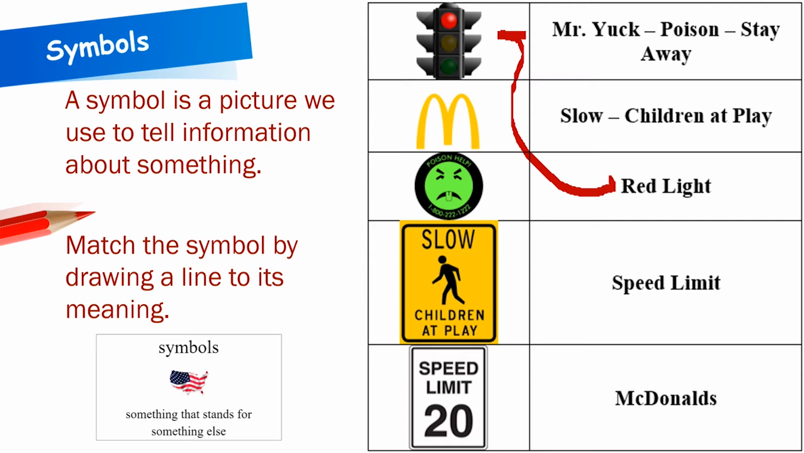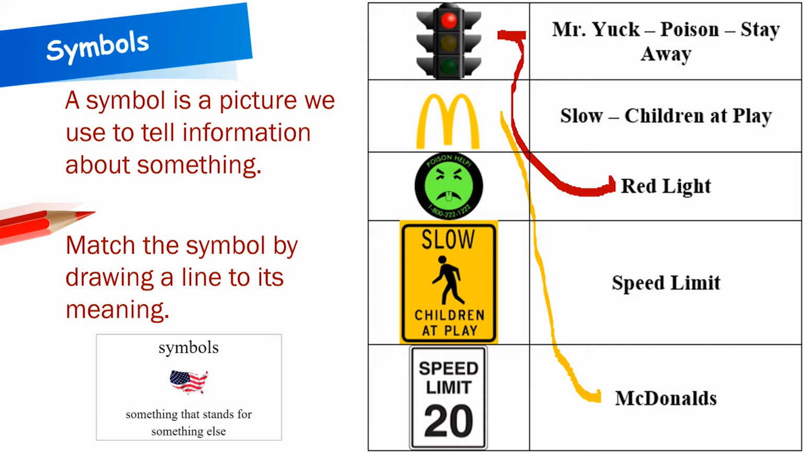How about this second symbol? It's golden yellow and it's in the shape of an M. Do you recognize it? What does this symbol mean? That's right, it's McDonald's. If we ever see this symbol, we know that we can find food. If you ever go on a long ride, sometimes you will see this symbol on the side of the road, showing where you can stop to eat if you're hungry. Let's draw a line from the McDonald's symbol all the way down to McDonald's.